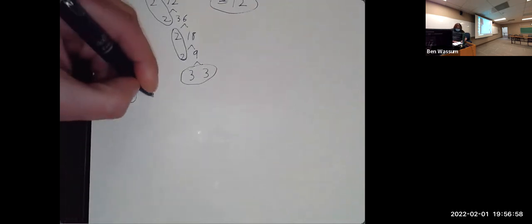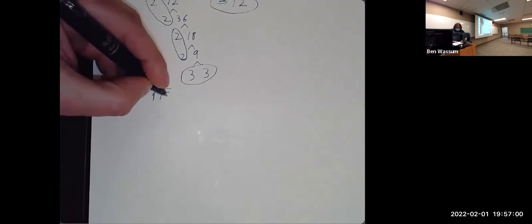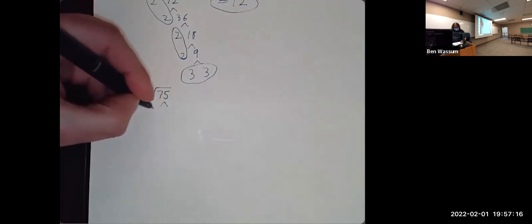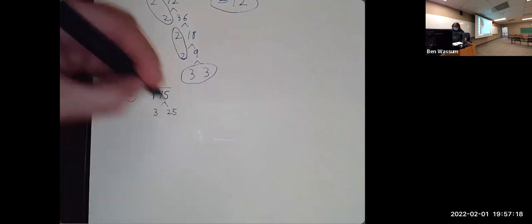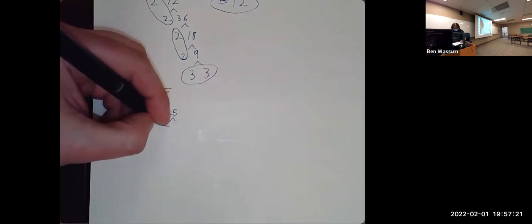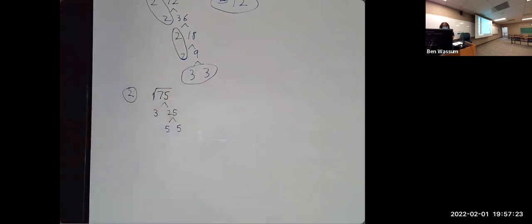This one is a little bit different. We have the square root of 75. Now this one is not a perfect square, right? But we recognize 75, that's 3/4, right? And a quarter is a perfect square, 25. So if I broke this guy down, that's 3 times 25, and 25 is 5 times 5. Okay, all right. Not too bad.